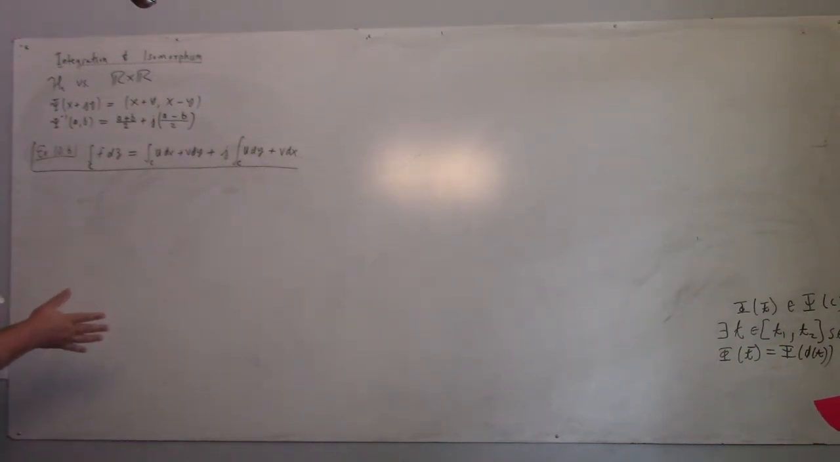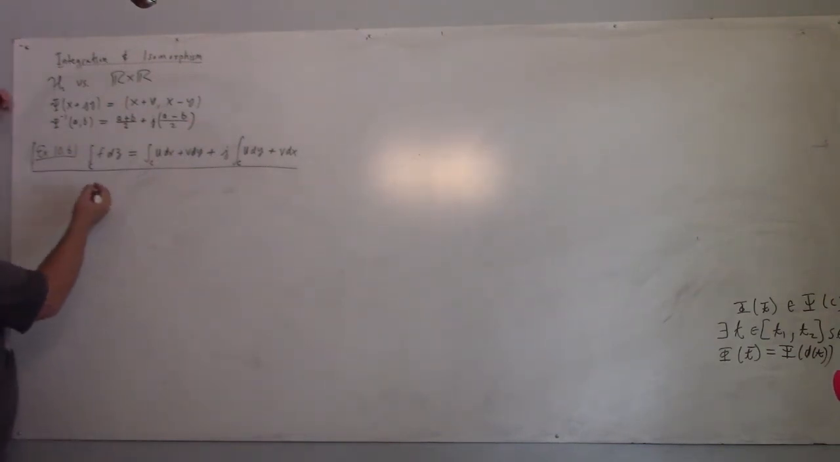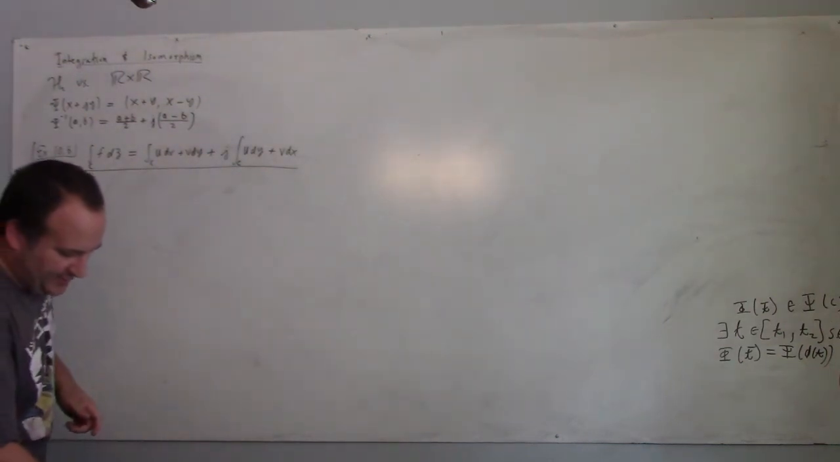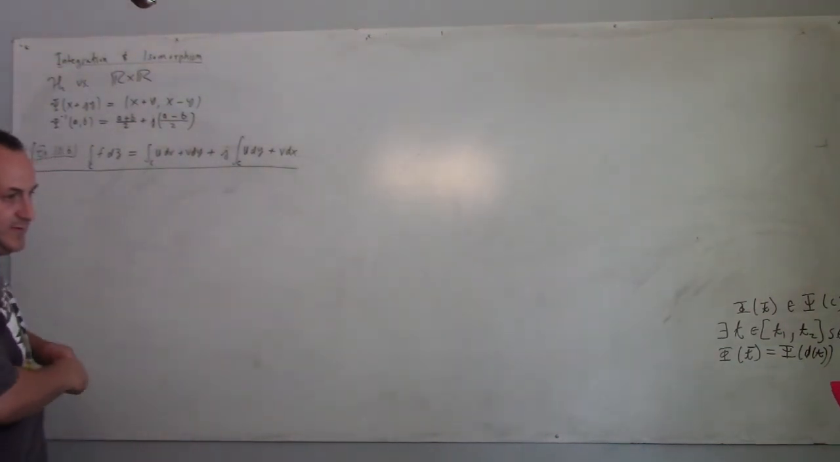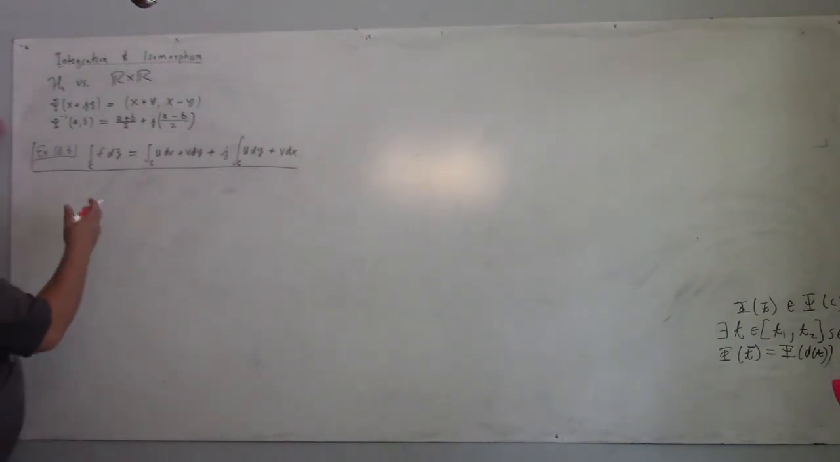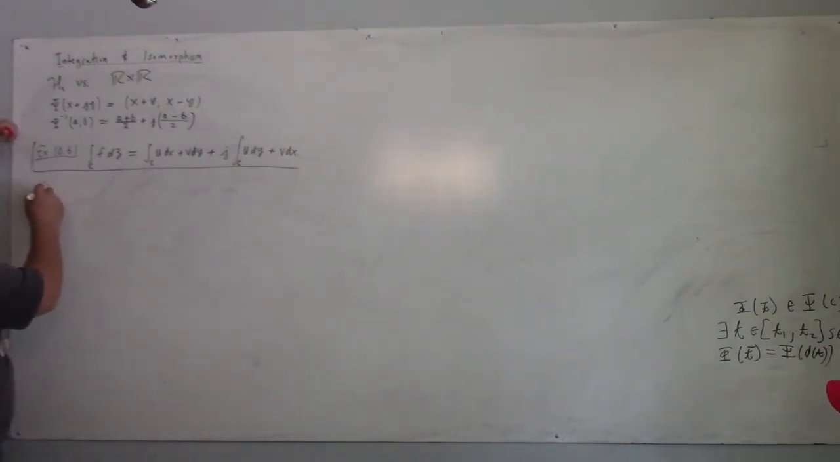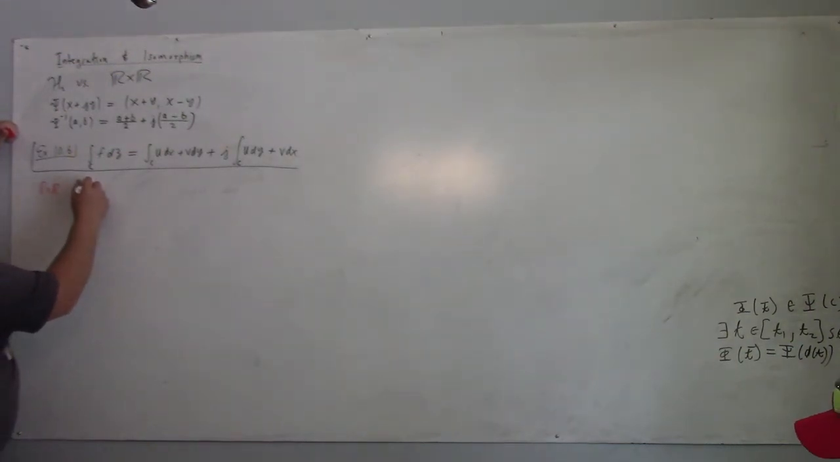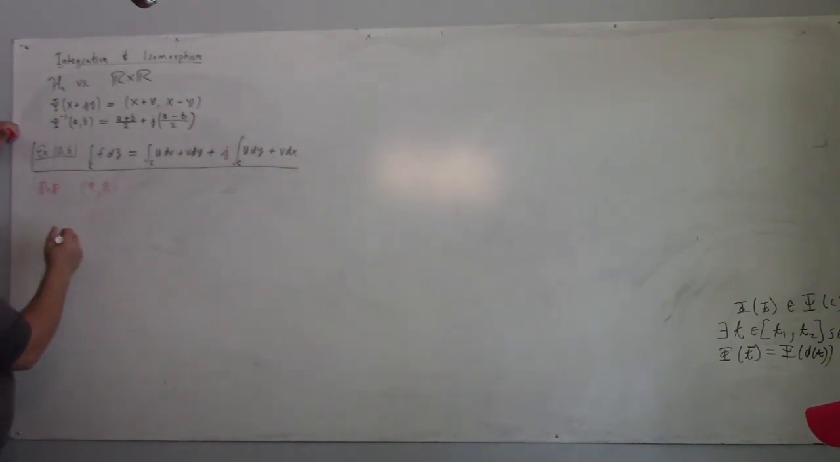So the question is, what's the corresponding integral in R cross R? What does the generic integral in R cross R look like? Right, so we have something like g1, g2, and that's a function over there.